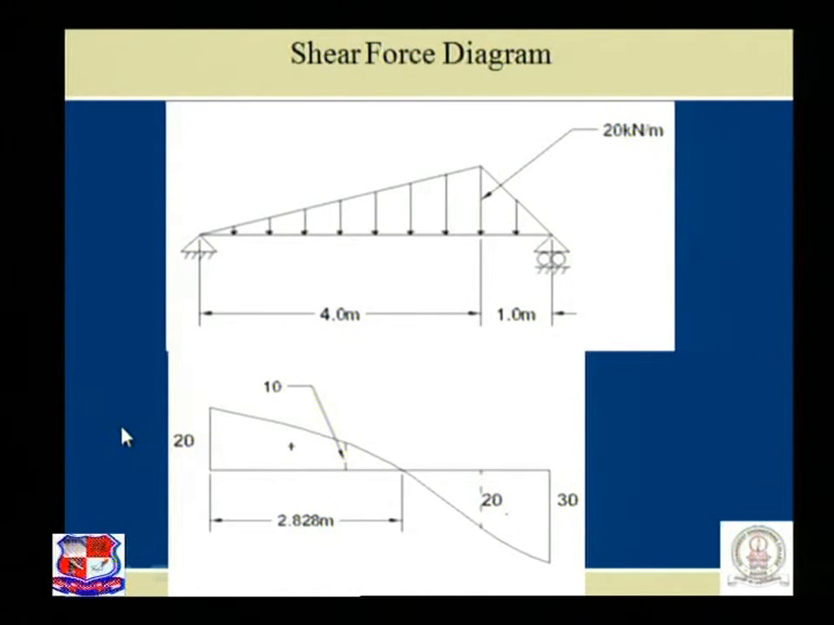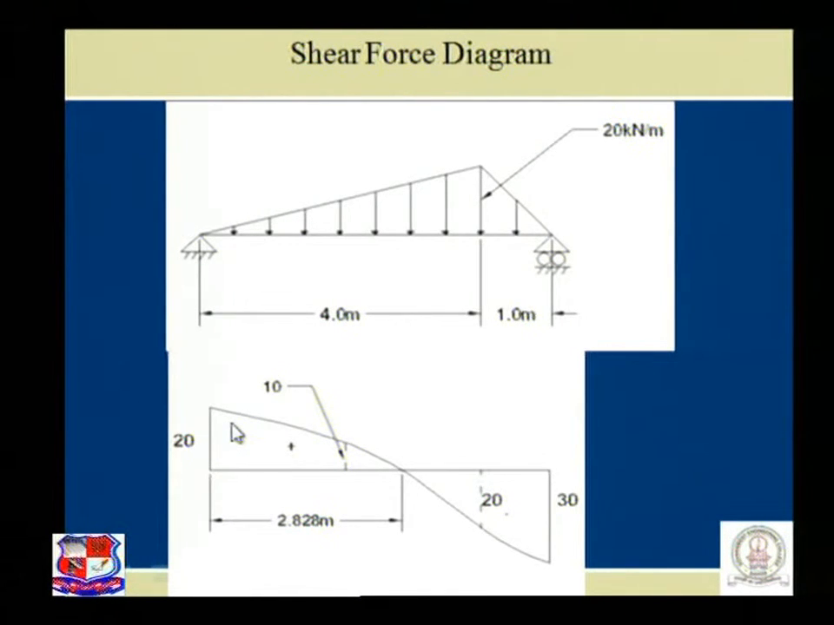Now, how to plot? We know the reactions RA and RB. So first, the reaction itself gives the ordinate for the shear force. So here the ordinate is of 20. Here the ordinate is of 30. Now the sign convention is of utmost importance. Section left upward plus 20. So this is upward plus.